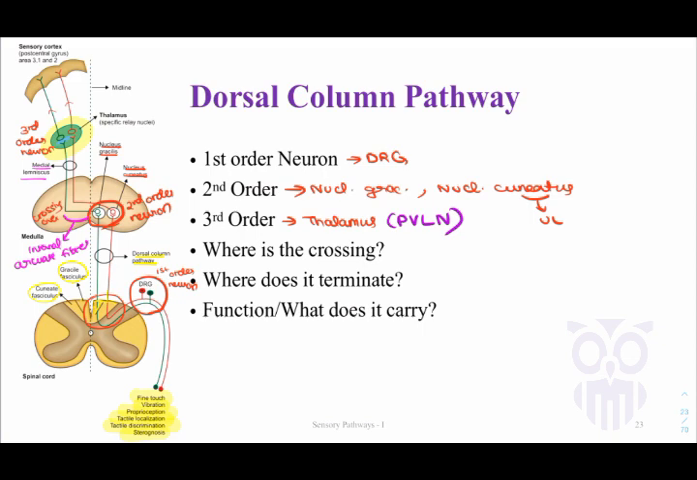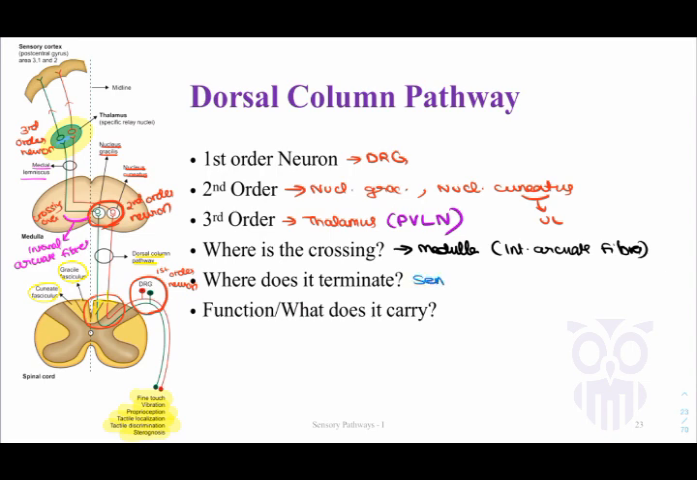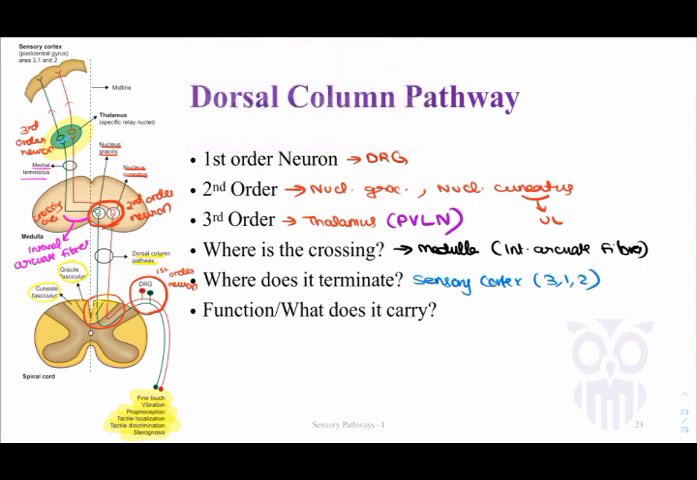Where is the crossing happening? The crossing is happening at the medulla, and that is the internal arcuate fibers. Where does it end? No doubt, sensory cortex, areas 3, 1, 2. I'll explain that later. So just keep your curiosity for some time.